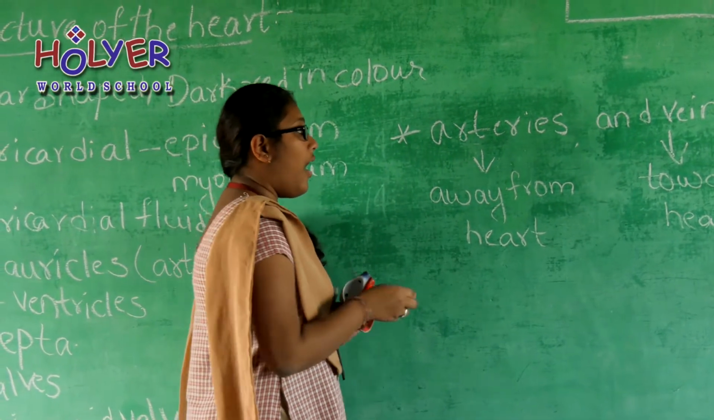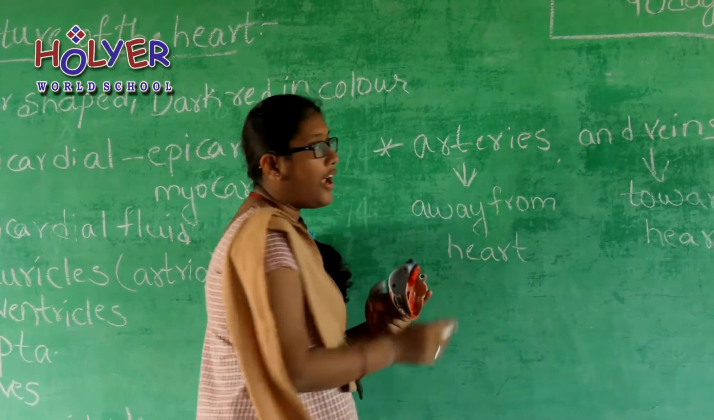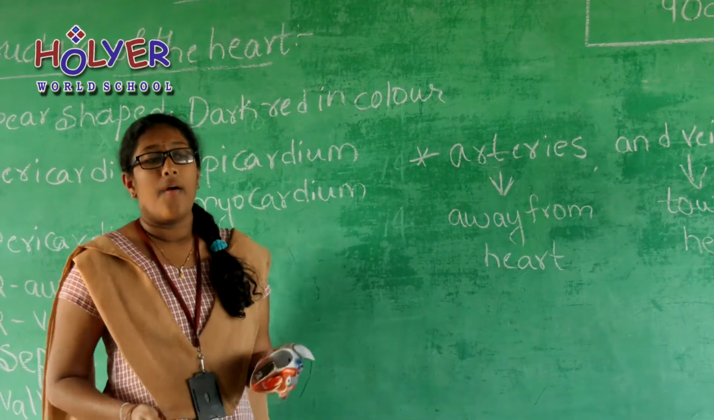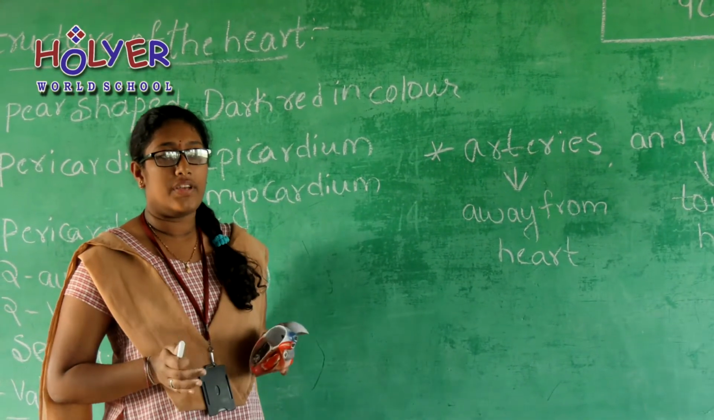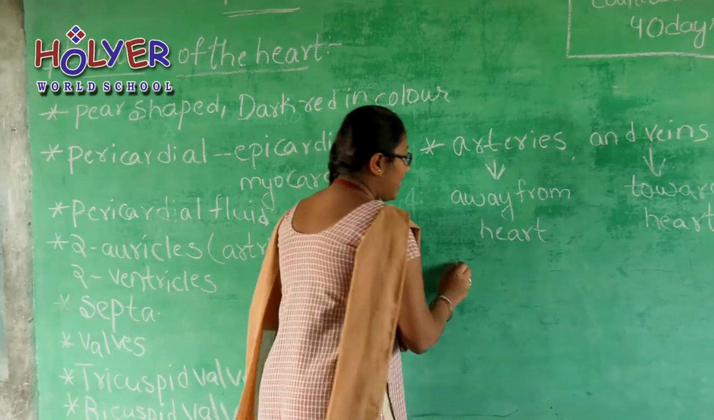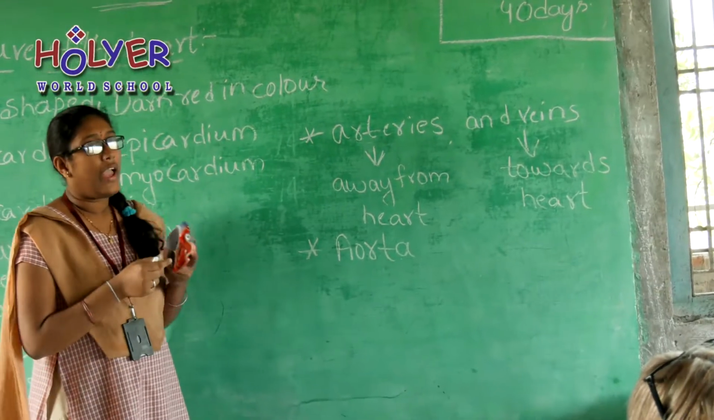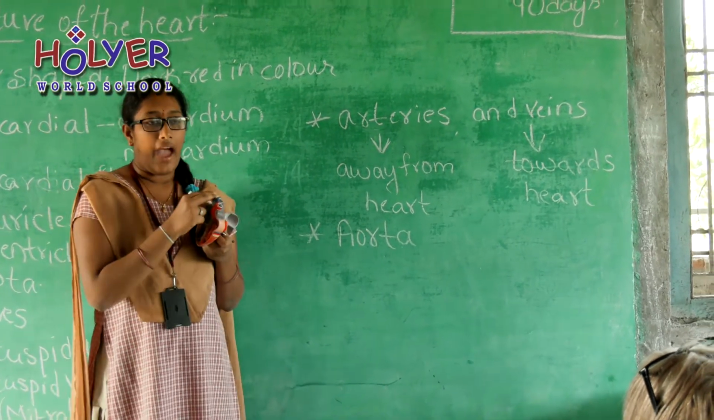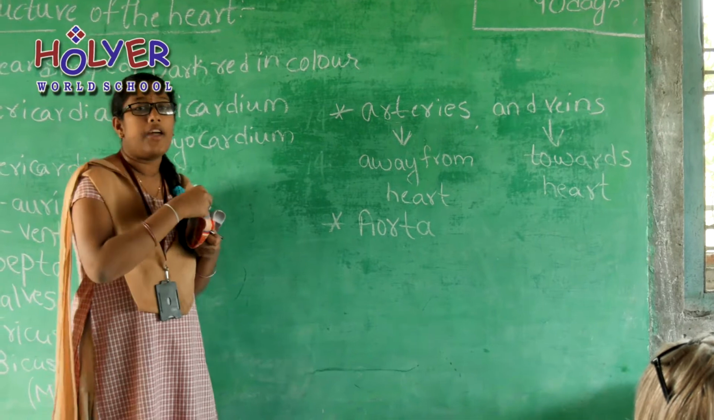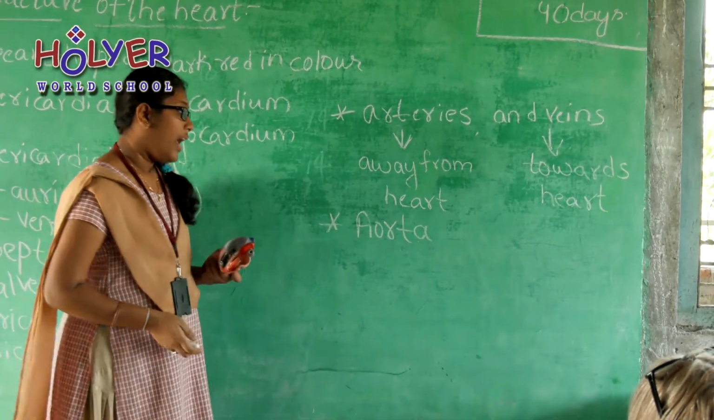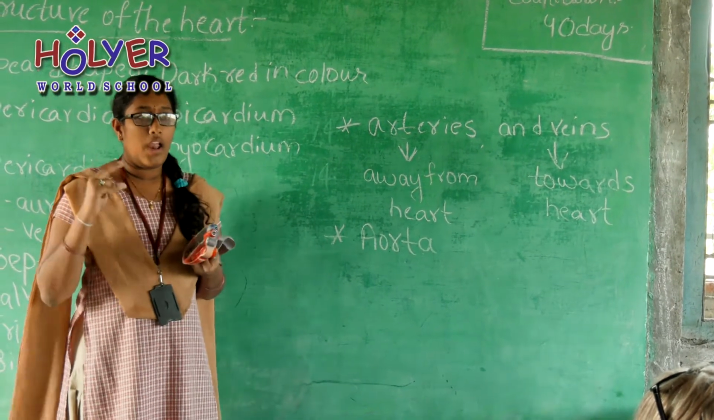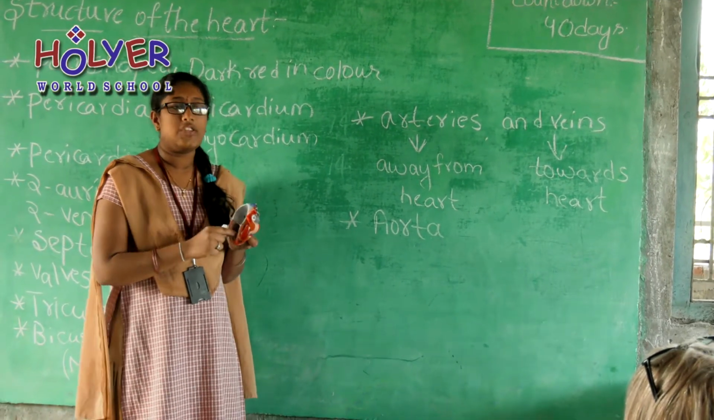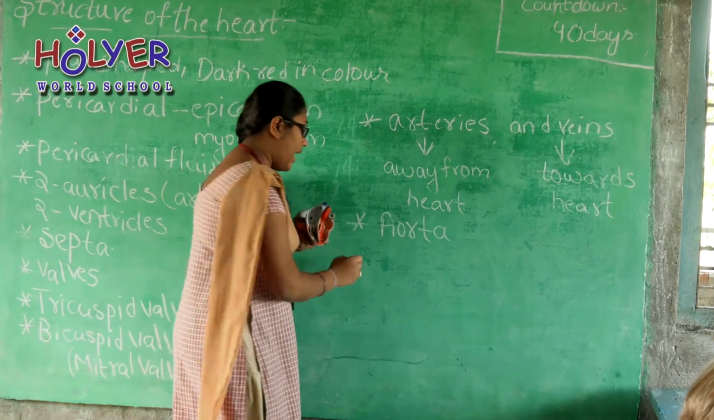Among the arteries, the largest artery, and in fact the largest blood vessel in our body, is the aorta. The systemic aorta originates from the left ventricle of our heart. It carries oxygenated blood from the heart to all parts of the body. Similarly, the smaller one is the pulmonary artery, which originates from the right ventricle of the heart.